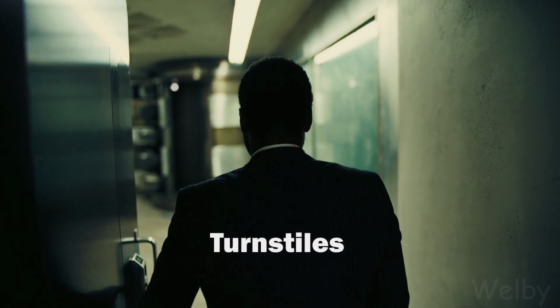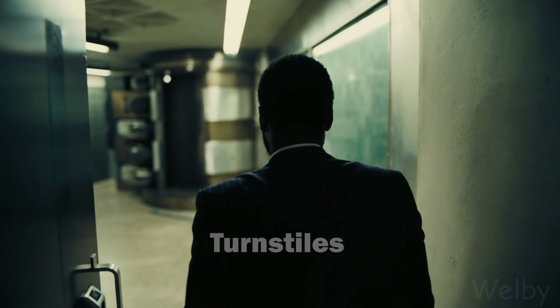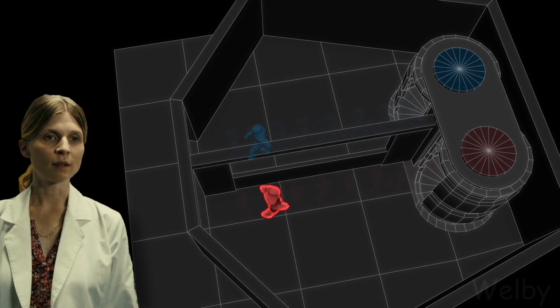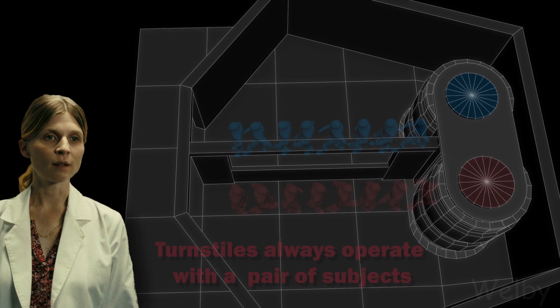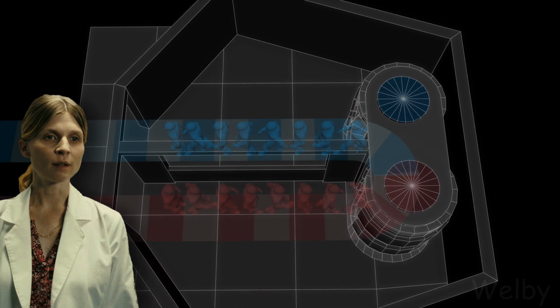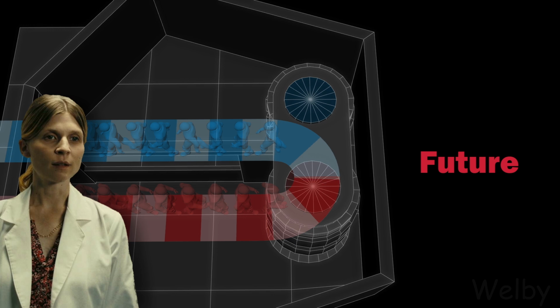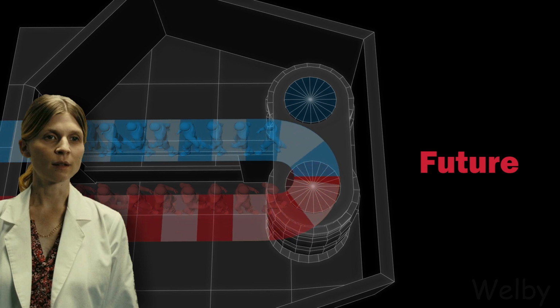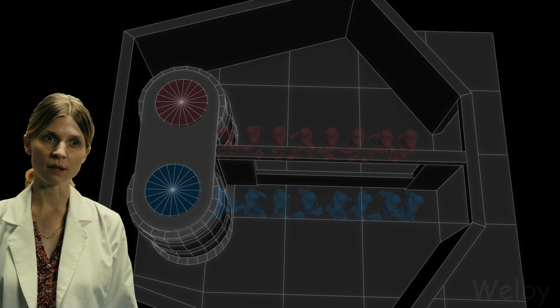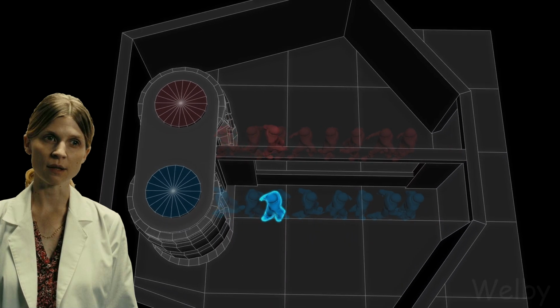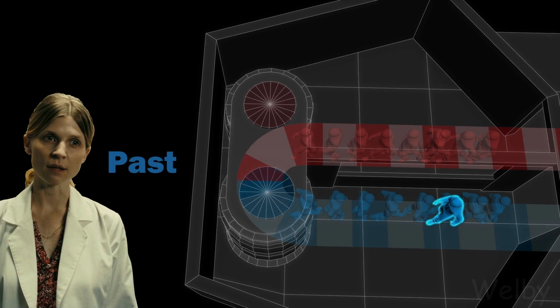Let's look briefly at what we know about turnstiles. Turnstiles always operate with a pair of subjects, one inverted subject and one normal subject. From a normal perspective, it would appear that the two subjects disappear entirely from our future as they travel to the past. Conversely, if an inverted subject enters the turnstile, both subjects would suddenly emerge into our present, never existing in our past.